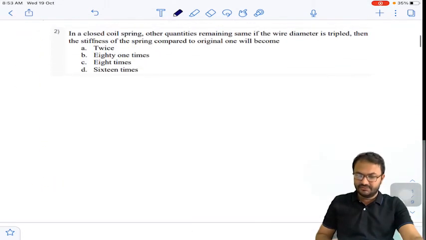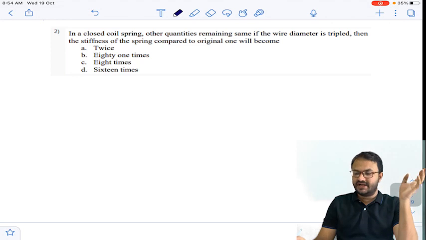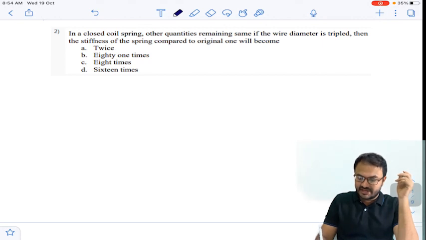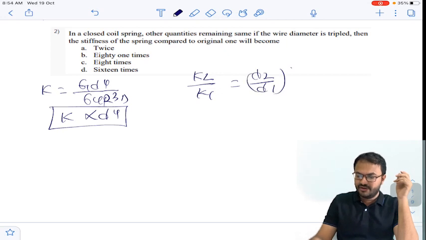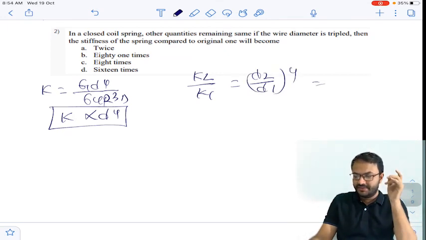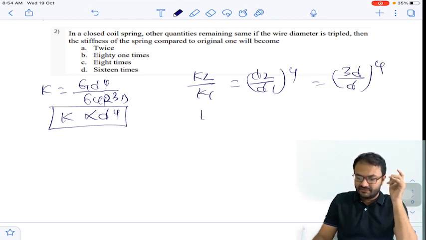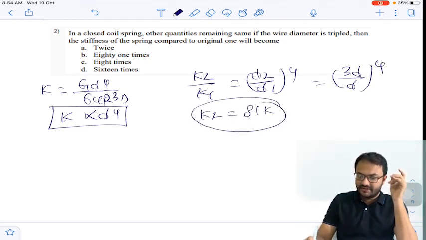Okay, coming to question number 2. So, in a closed coil spring, other quantities remaining the same, if the wire diameter is tripled, that is, he is making that 3 times the original diameter, then the stiffness of the spring compared to the original one will be. So, we have a relation, stiffness of the spring K is equal to G d power 4 divided by 64 R cube N. So, as per this relation, K is directly proportional to d power 4. So, K2 by K1 is equal to D2 by D1 whole power 4. So, D2 is 3 times the original diameter, 3D divided by D whole power 4. So, K2 will be equal to 81 times K1. So, answer B for question number 2.